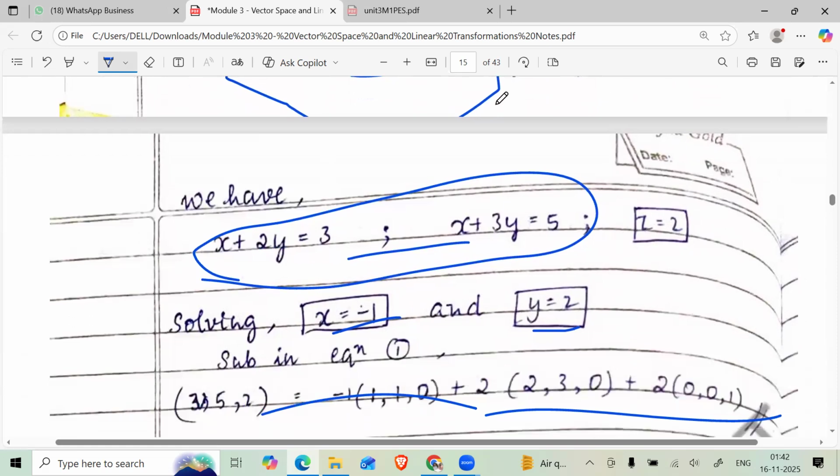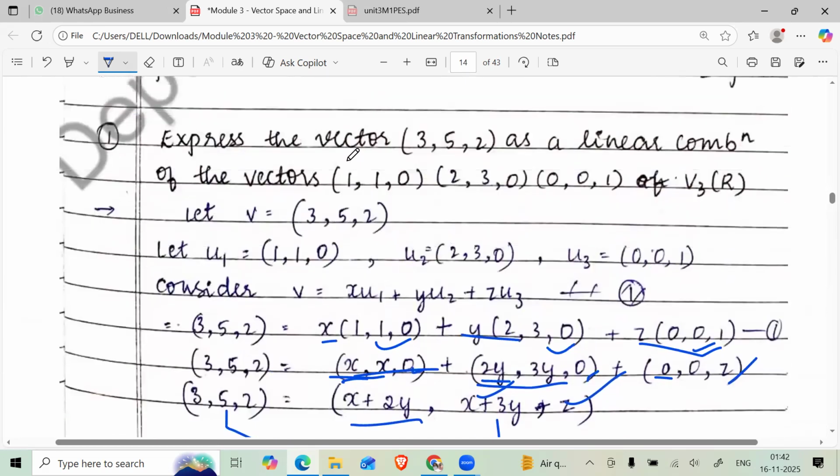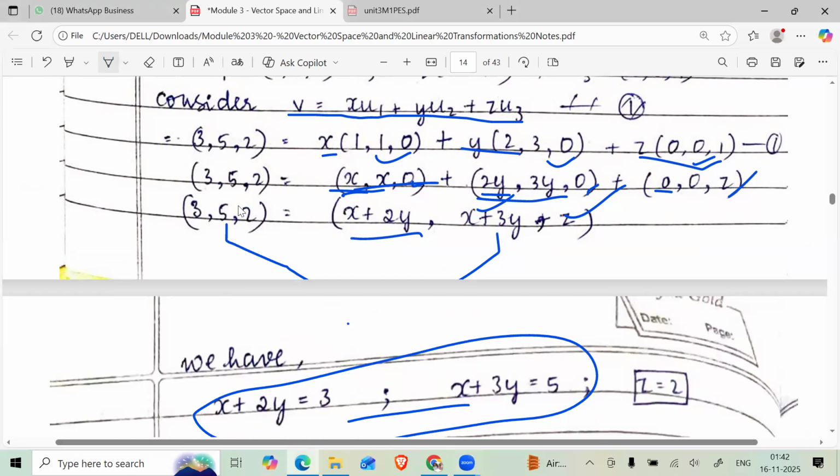Did you understand this question? It's pretty much simple. First, I have to assume V is equal to this for each and every question. And U1, U2, U3 I'll take. Then x U1, I have to multiply it. Simple only. Then I have to equate these terms. Did you understand or not? Let me know. Yes, I think then you have to try it later. Then I think it will be much clearer, where I'll be sharing the document.